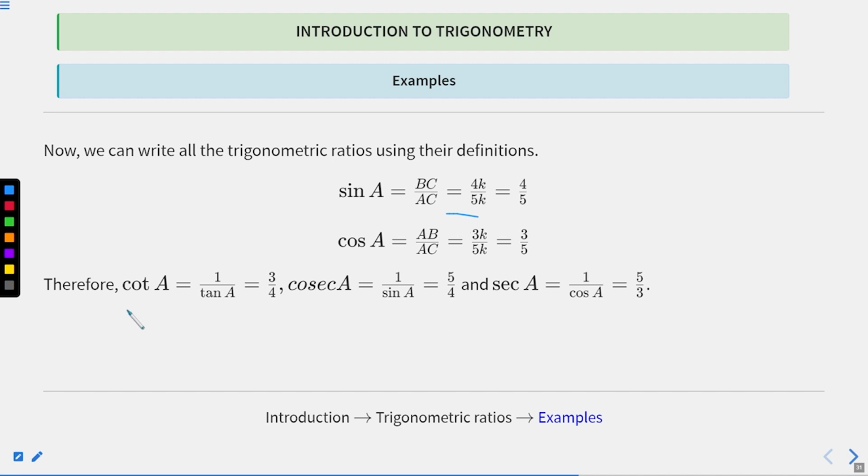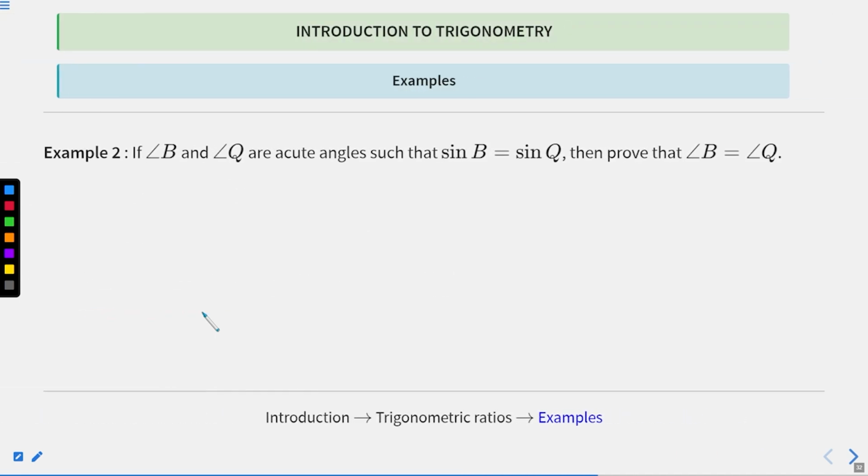Therefore cot A, the reciprocal of tan A, is equal to 3 by 4. And cosec A is the reciprocal of sin A. We know sin A is equal to 4 by 5, so cosec A is equal to 5 by 4. And sec A is the reciprocal of cos A. We found cos A is equal to 3 by 5, so sec A is equal to 1 by cos A, which is equal to 5 by 3. Now let us see the next example.